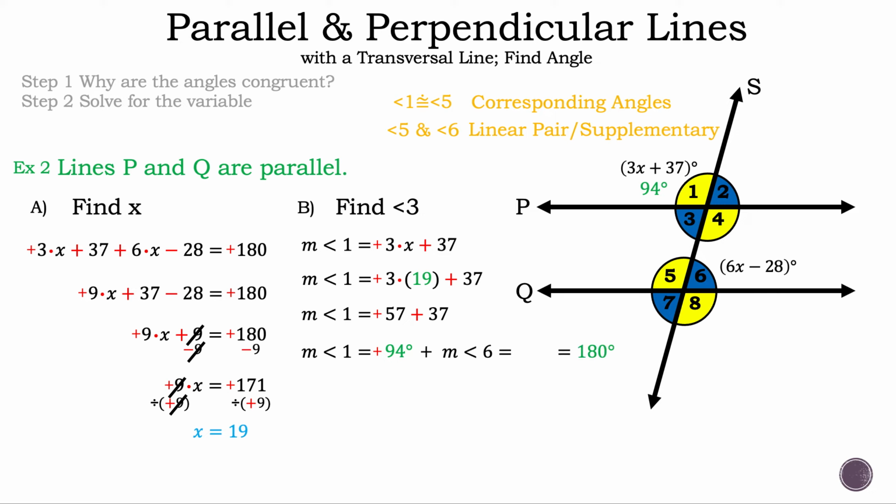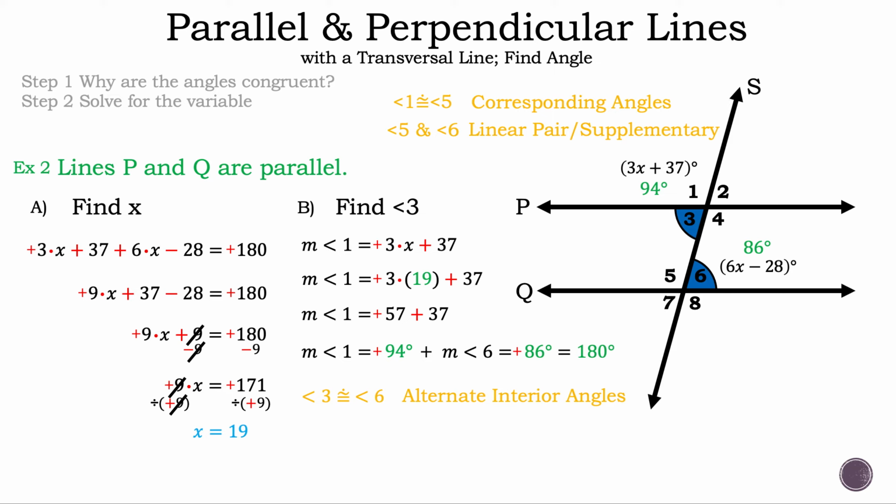Now we need to find angle 6, and remember angle 1 plus angle 6 is equal to 180 degrees. And now what number added to positive 94 results in 180 degrees? That number is positive 86 degrees. So now we know angle 1 and angle 6. Now let's just highlight angle 3 and angle 6, where we can say angle 3 is congruent to angle 6 because they are alternate interior angles. So that is one way to find angle 3.